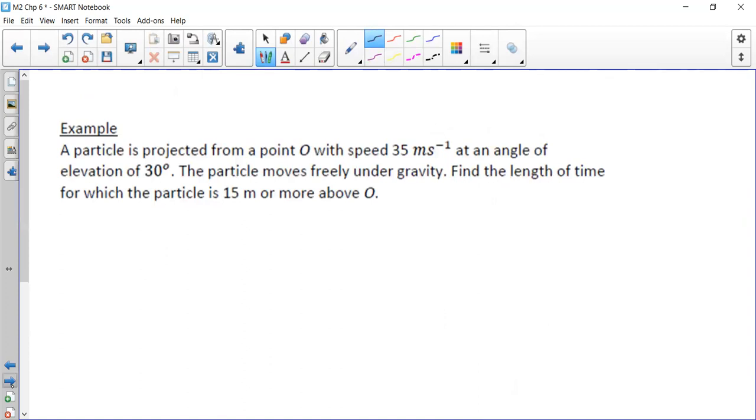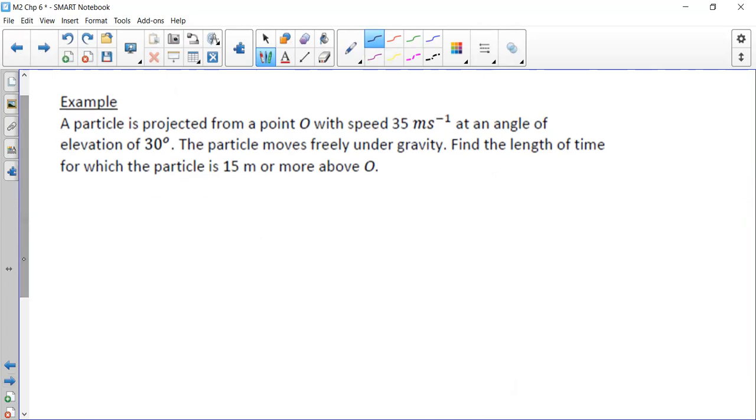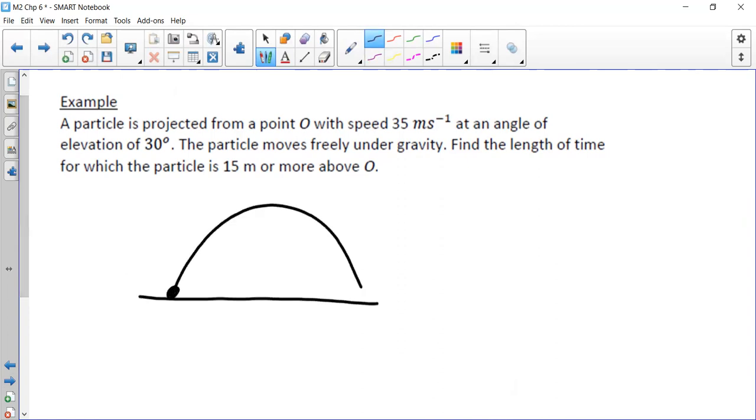Example. A particle is projected from the point O with speed 35 meters per second and an angle of elevation 30 degrees. So we'll start again. So in here, go up. And then speed is 35 meters per second, 30 degrees. It moves freely under gravity. Find the length of time for which the particle is 15 meters above O. So 15 meters above O.